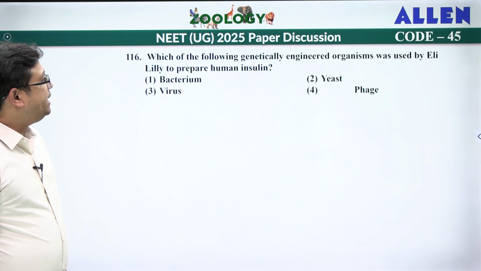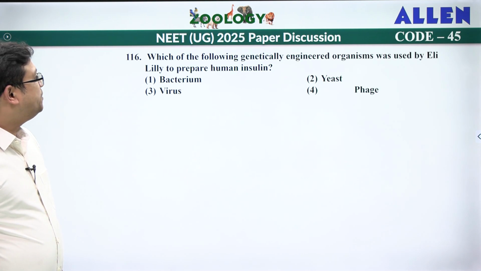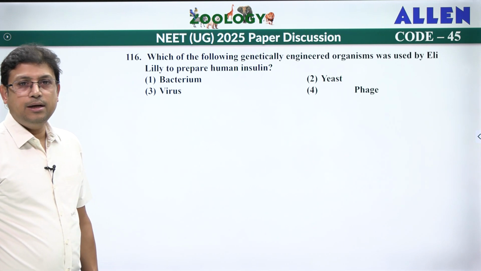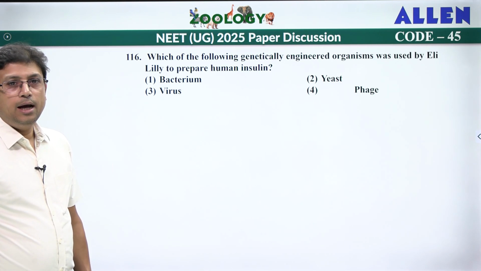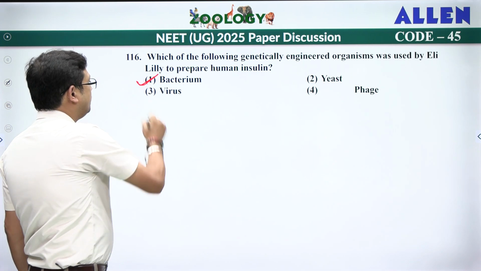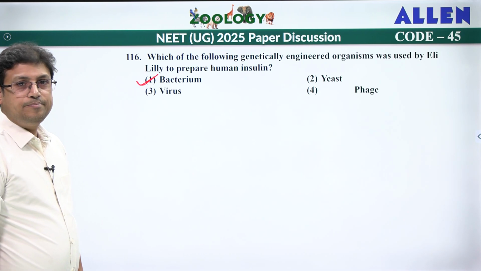Which of the following genetically engineered organisms was used by Eli Lilly to prepare human insulin? It's a direct question. So we prepare human insulin by using a bacterium, right? E. coli. So the answer is 1.